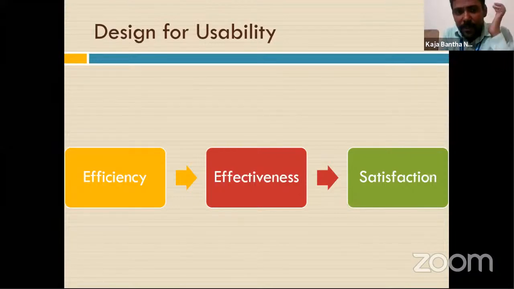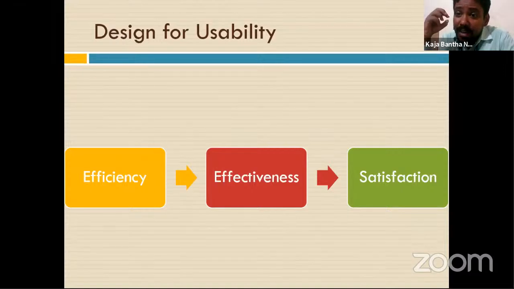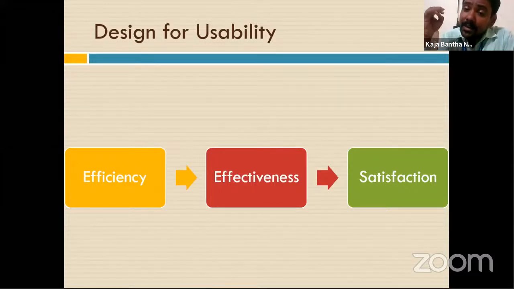Design for usability: effectiveness and efficiency, effectiveness and satisfaction. Sir, whether you are doing any product design, business model, service model, it should be efficient as well as effective. Sir, my systems are very effective, very efficient. Okay. Then third one, your system should consider customer satisfaction also.